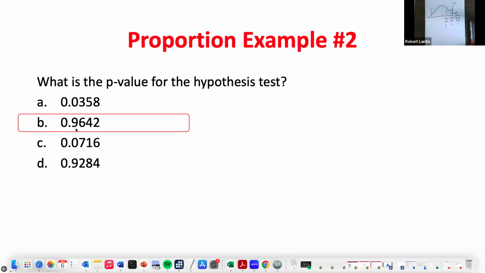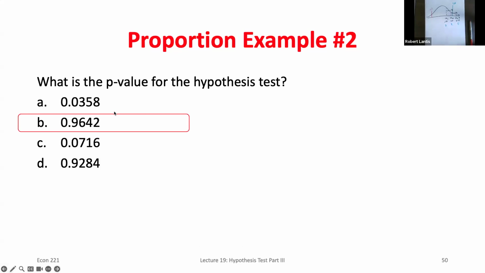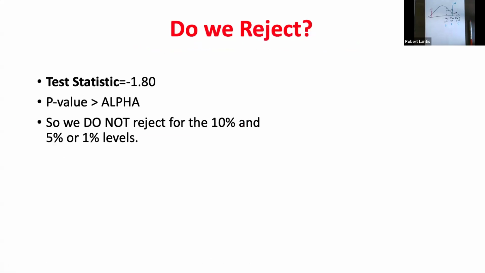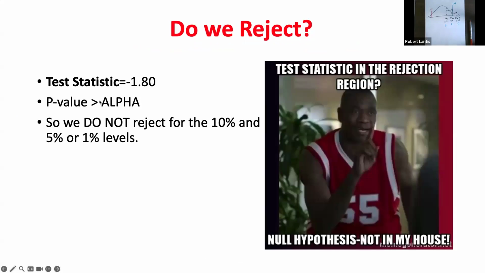If our p-value is 0.96, what levels can we reject at? Well, that's not going to be less than 0.1, 0.05, or 0.01, right? Our p-value is greater than every single alpha. So test statistic in the rejection region, null hypothesis not in my house. If we did find the test statistic in the rejection region, we'd be rejecting here, but it's nowhere close, right?